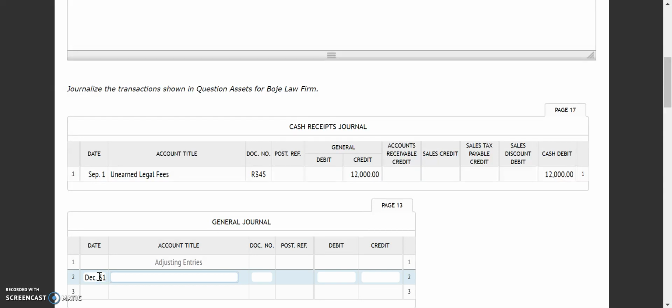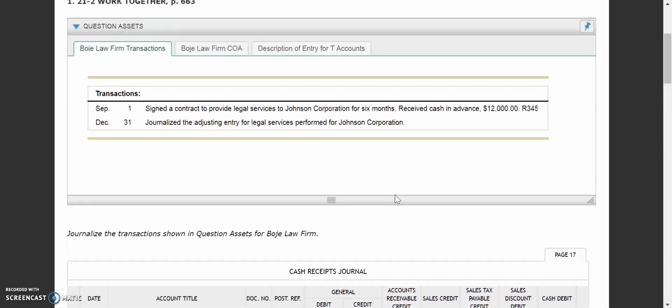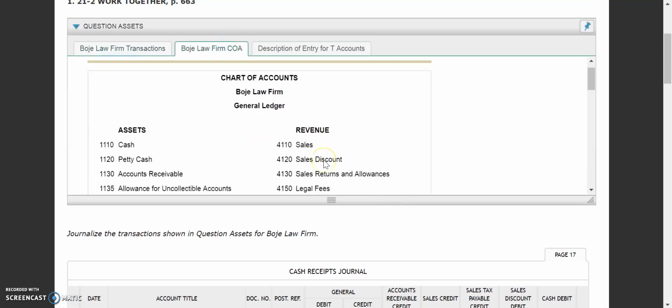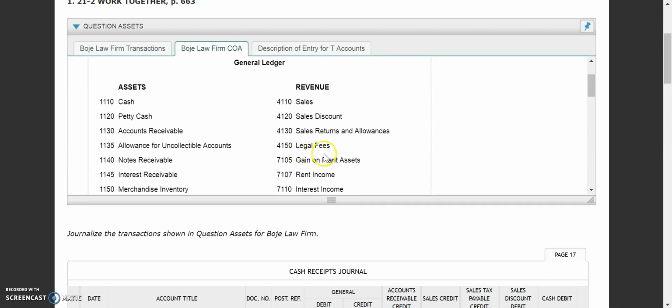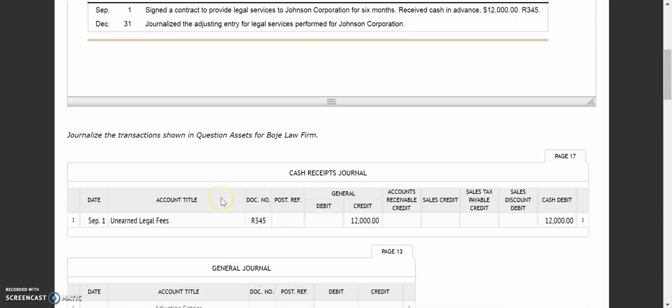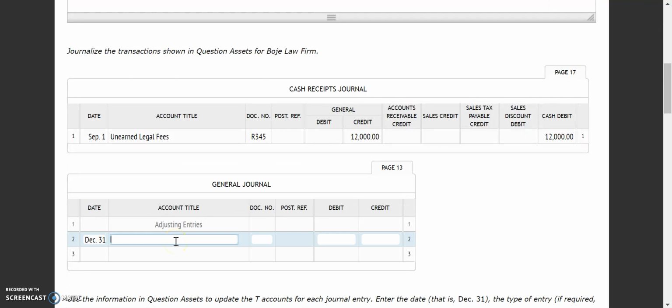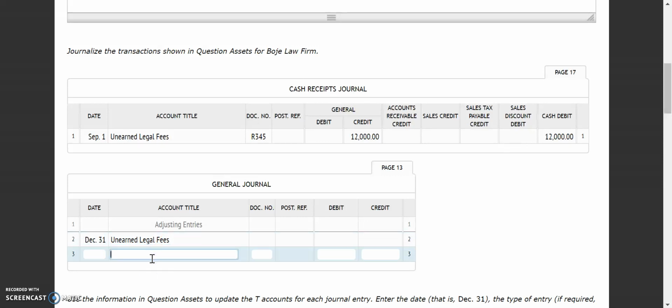And then for our adjusting entry, what happens is we are going to transfer from unearned legal fees to the actual legal fees under revenue. So when we look here, under revenue, we have legal fees here because it's not actually sales, it's legal fees that we're getting this from. So what we need to do here is we need to take an amount out of the unearned legal fees. So we're reducing that liability. And the credit is going to be to that revenue account for legal fees.